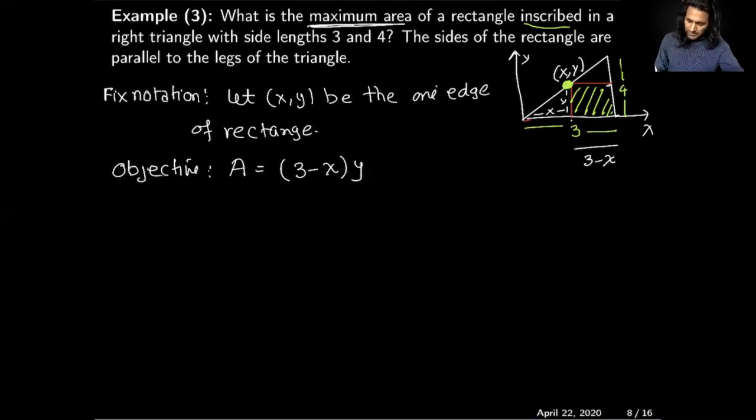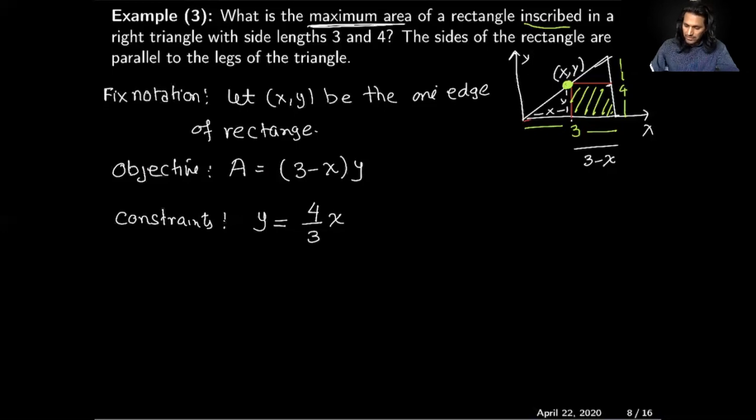What are the constraints? Since this point is on that line, what is the equation of that line? y is equal to slope times x. This is 3 units; if you run 3 units, you rise 4, so rise over run, 4/3, is the slope of this line. So that is my constraint, which is already simplified.